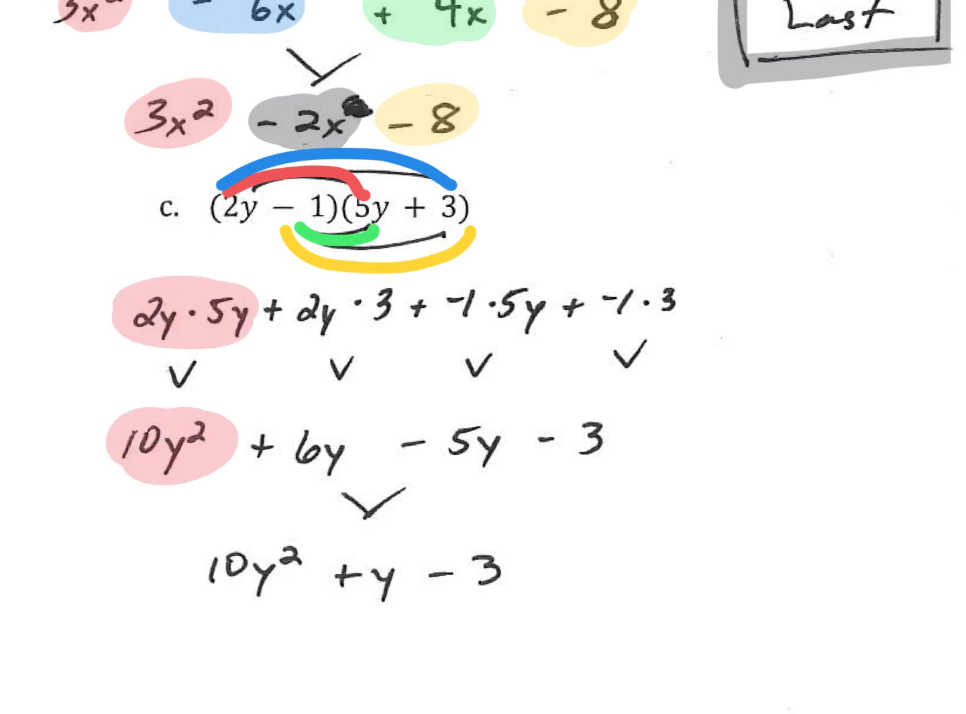2y times 5y is 10y squared. 2y times 3 is 6y. Negative 1 times 5y is negative 5y. And negative 1 times 3 is negative 3. When I bring down the outside terms, because I don't have anything to combine them with, I can still combine 6y and negative 5y. When I combine those, I get just a positive 1y.